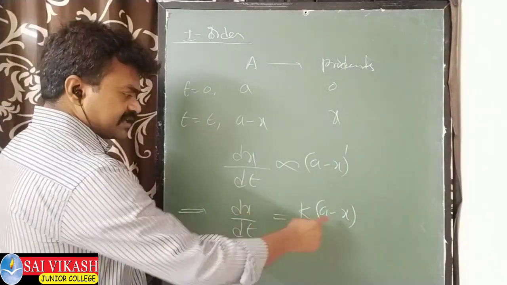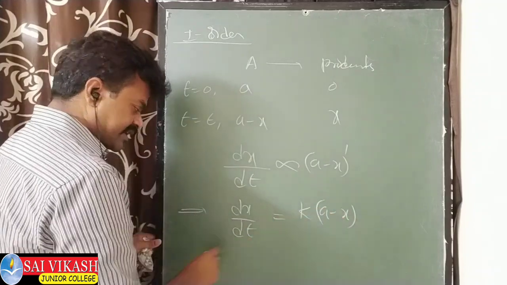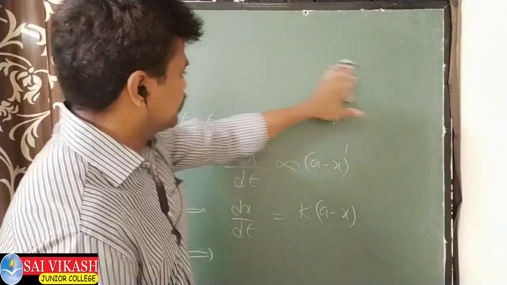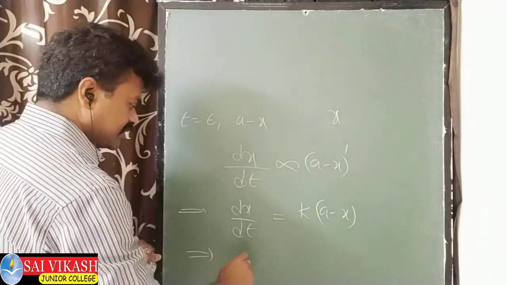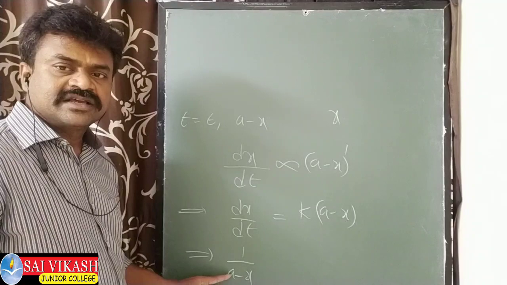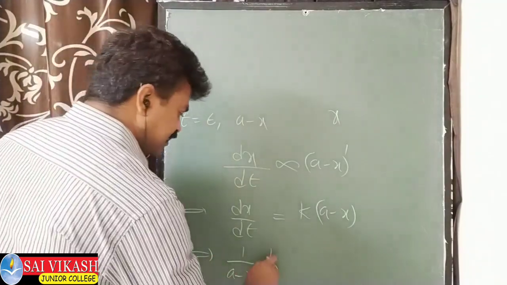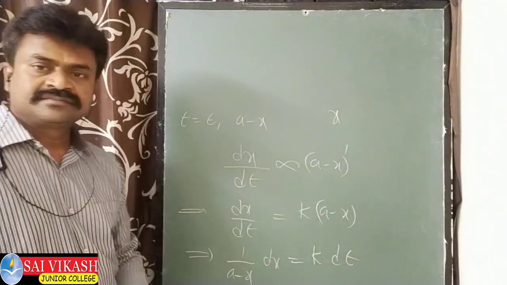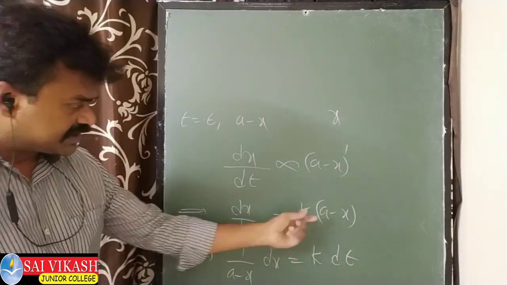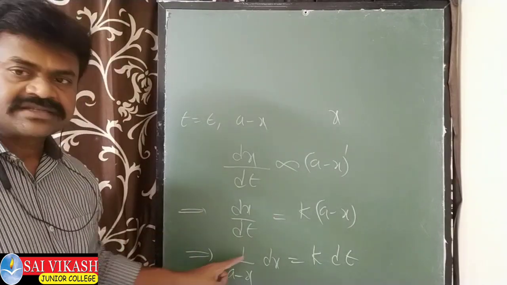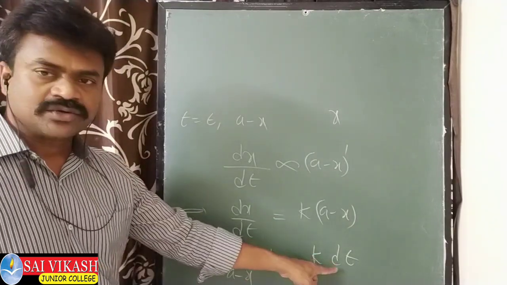Here dx is there, so this is the x term. Let us write like this. You will get 1 by (a minus x) dx equals k into dt. Cross multiplying, dt and a minus x come down. So 1 by (a minus x) dx is equal to k into dt.